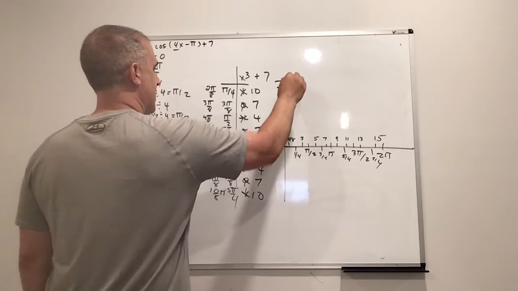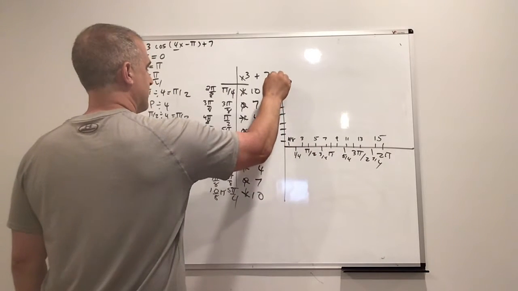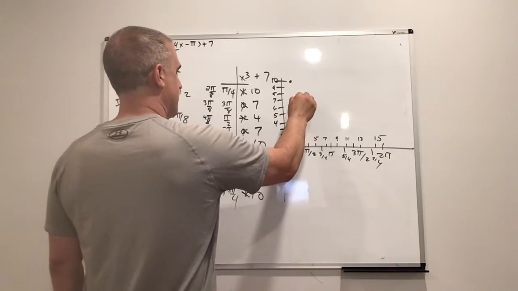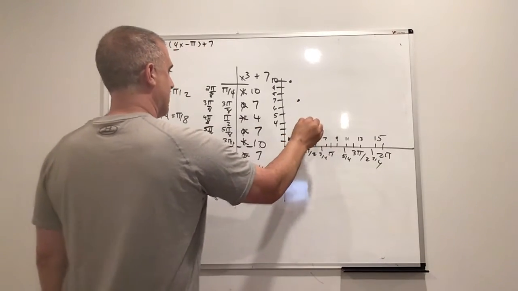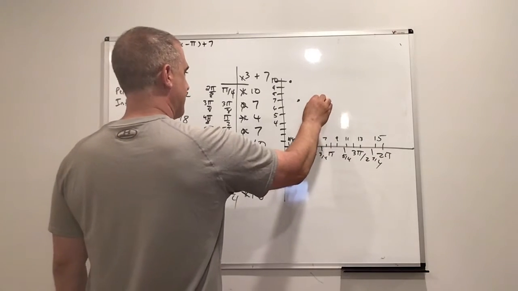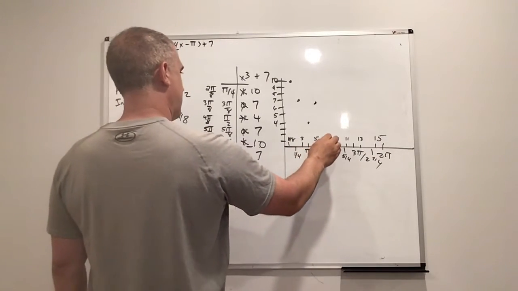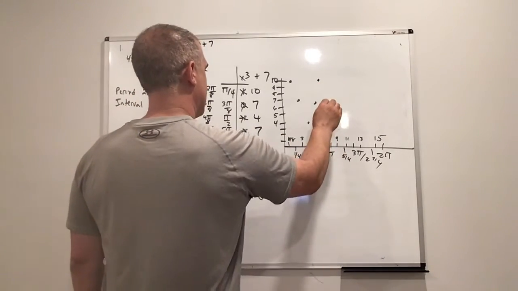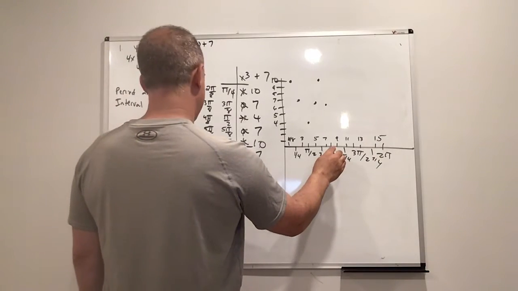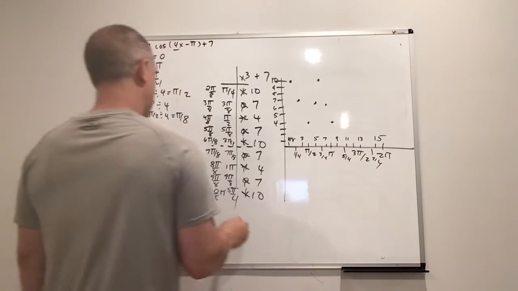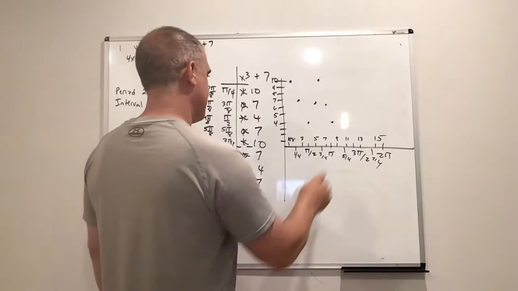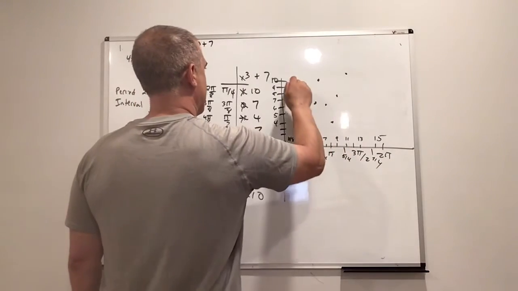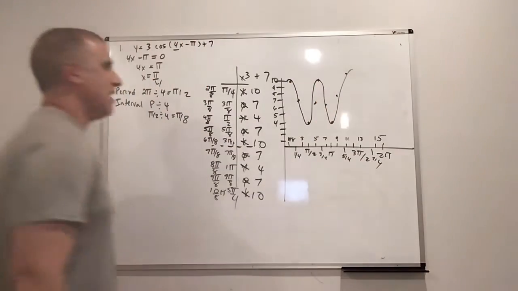So at a quarter, I'm at 10. At 3/8, I'm at 7, so this is 10, 9, 8, 7, 6, 5, and 4. Okay, so 3/8, I'm here. At that, I'm here. At a half, I'm there. At 5/8, I'm back up at 7. At 3/4, I am up at 10. At 7/8, I'm at 7. At 1 pi, I'm at 4. Okay, at 9 pi over 8, I'm at 7. And then 5 pi over 4, I'm up at 10. That's what your graph would look like.